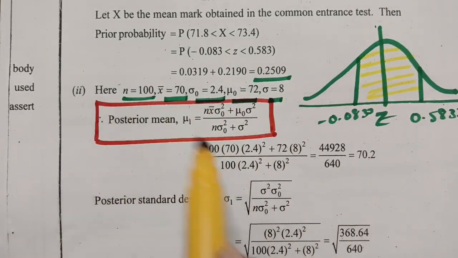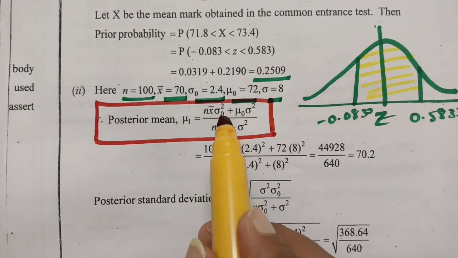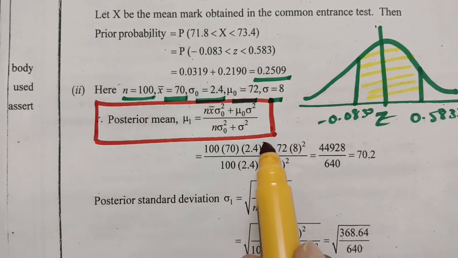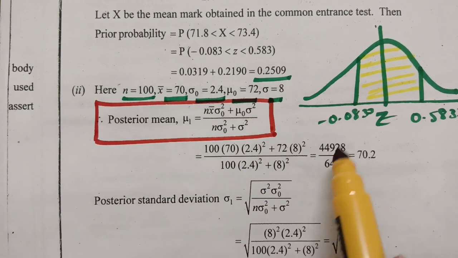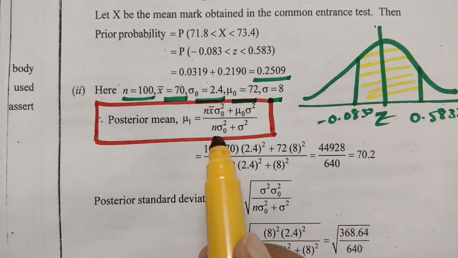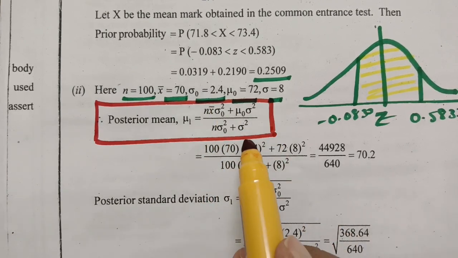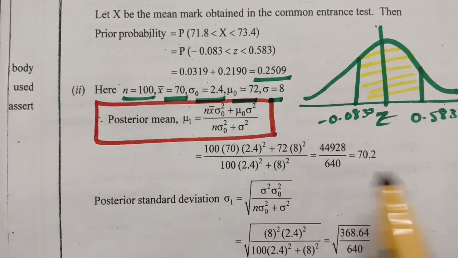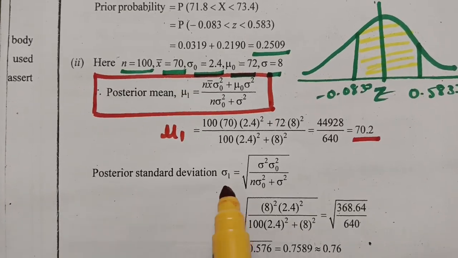So n value is equal to 100, x bar is equal to 70, and sigma naught square value is equal to 2.4 whole square. Mu naught is equal to 72, and sigma square is equal to 8 square by n, 100. Sigma naught square is 2.4 whole square, and sigma square value is equal to 8 square. So we got 70.2. So here the mu 1 value we got as 71.2, and here the posterior standard deviation.